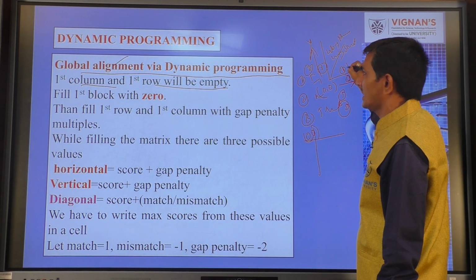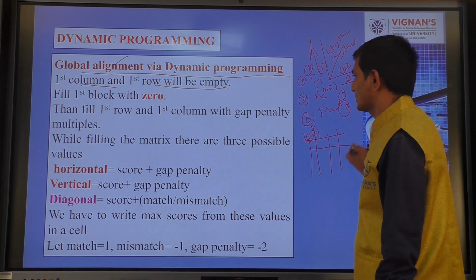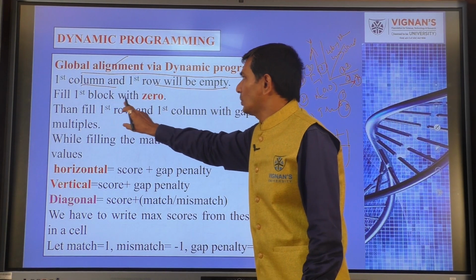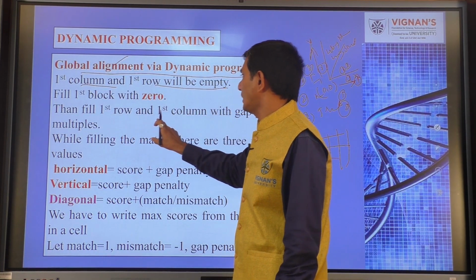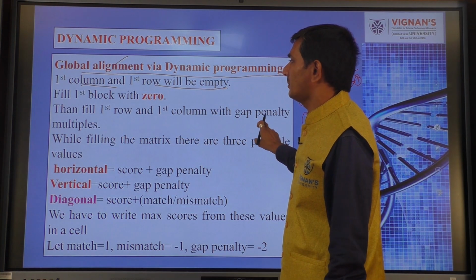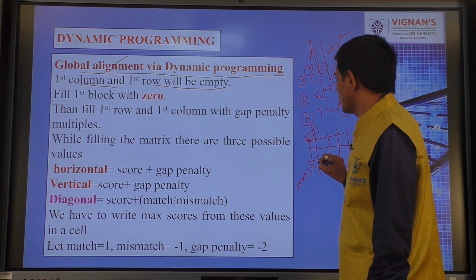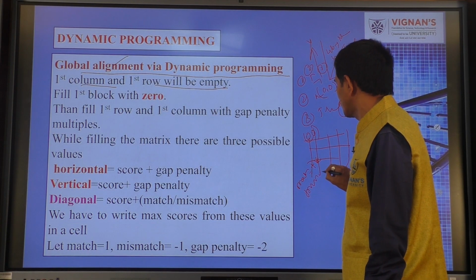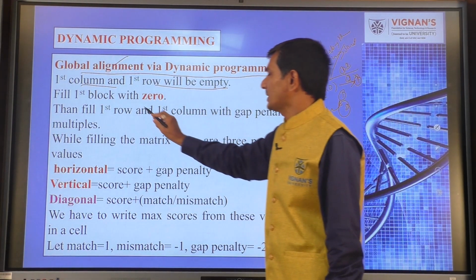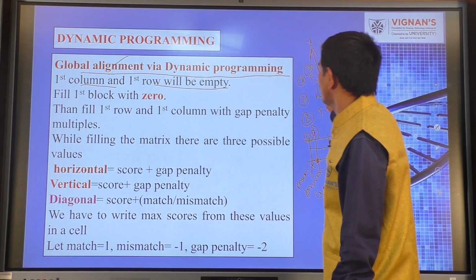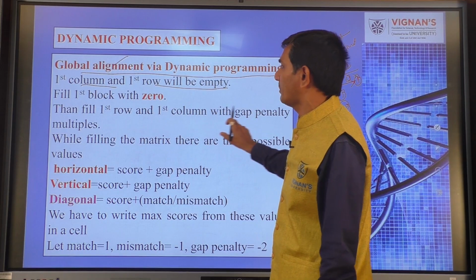The first step is the initialization step, where we initially fill all the values. The first row and first column will be 0, which we call the origin, then fill the first row and first column with gap penalty multiples. Here we assign a positive value for a match, a negative value for a mismatch, and similarly a negative value for a gap. Once the first column and first row are made 0, start filling the first row and then the first column with gap penalty values.